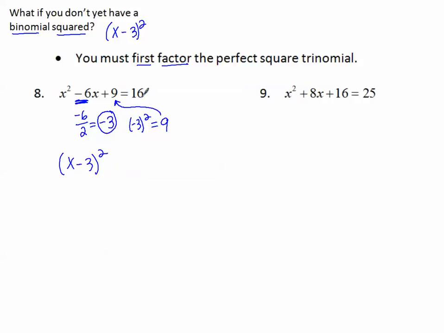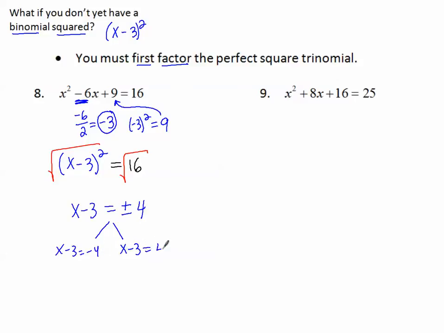Let's write the rest of what the equation says. Equals 16. Now I don't want that squared because now I'm trying to solve for x. So how did we get rid of those before? That's right, take the square root. X minus 3 equals positive and negative 4. And then we split it up. X minus 3 equals negative 4. X minus 3 equals positive 4. You've done this one before. We get negative 1 and 7.